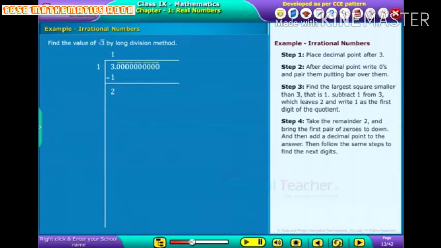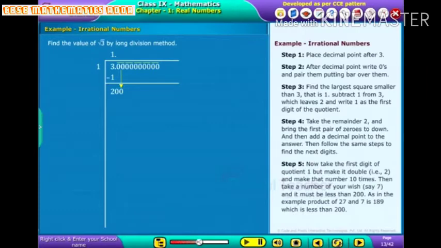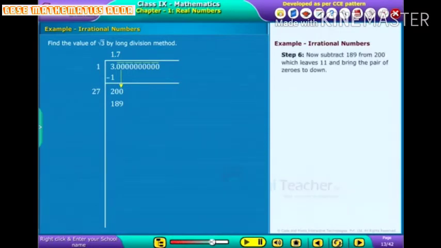Step 4. Take the remainder 2 and bring the first pair of zeros down, and then add a decimal point to the answer. Then follow the same steps to find the next digits. Step 5. Now take the first digit of quotient 1, but make it double, that is 2, and make that number 10 times. Then take a number of your wish, say 7, and it must be less than 200. As in the example, product of 27 and 7 is 189, which is less than 200. Step 6. Subtract 189 from 200, which leaves 11, and bring the pair of zeros down.